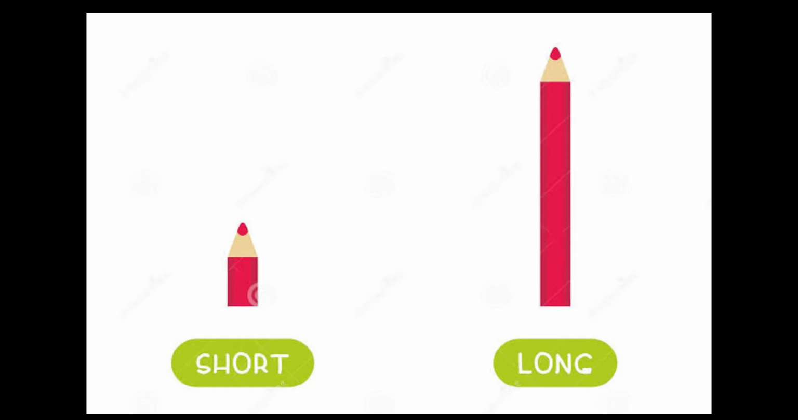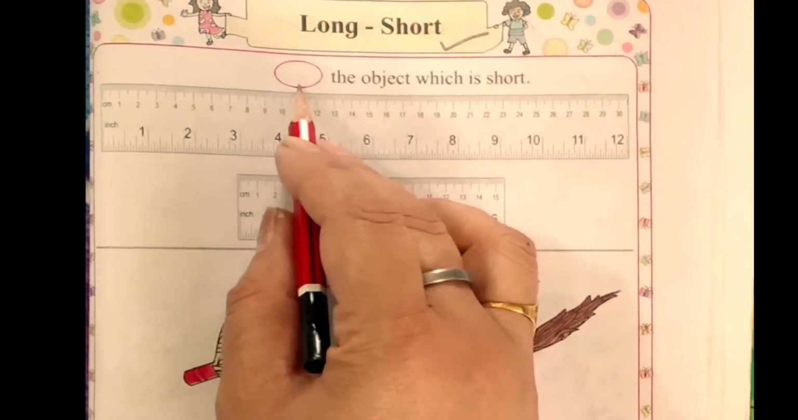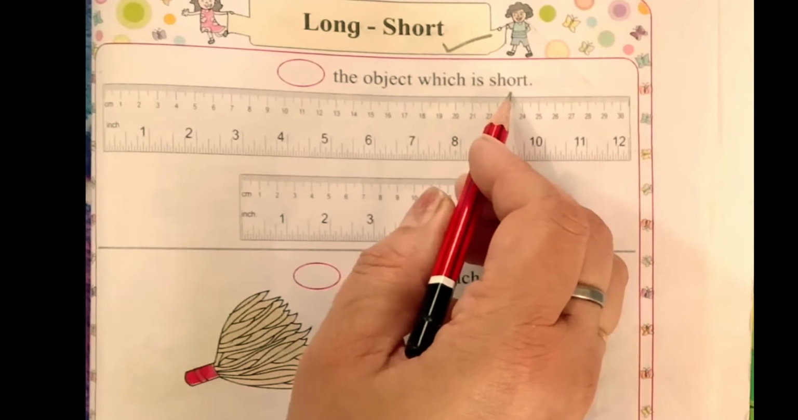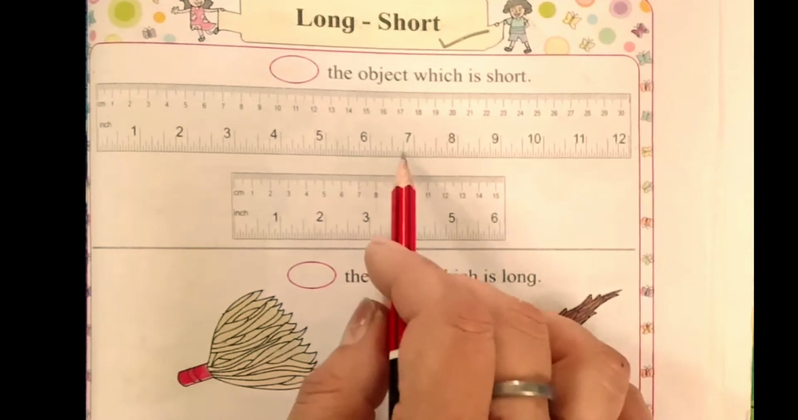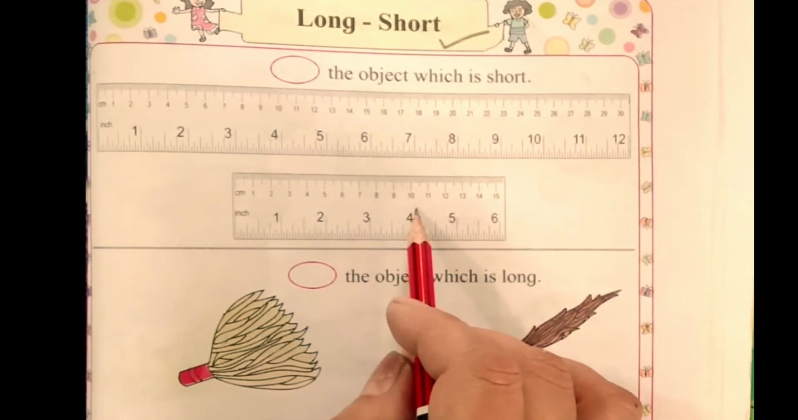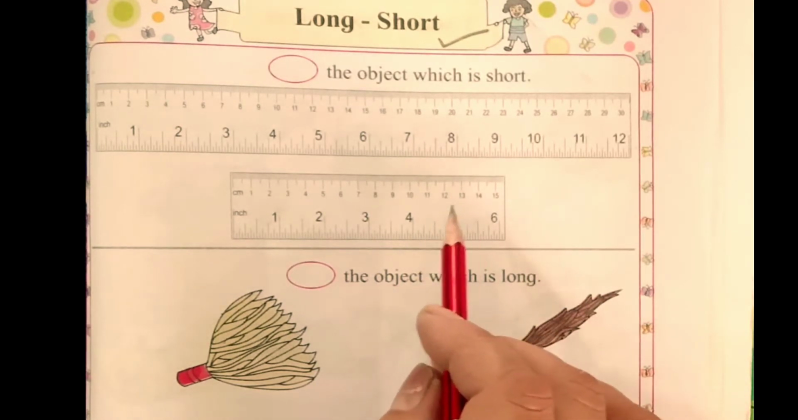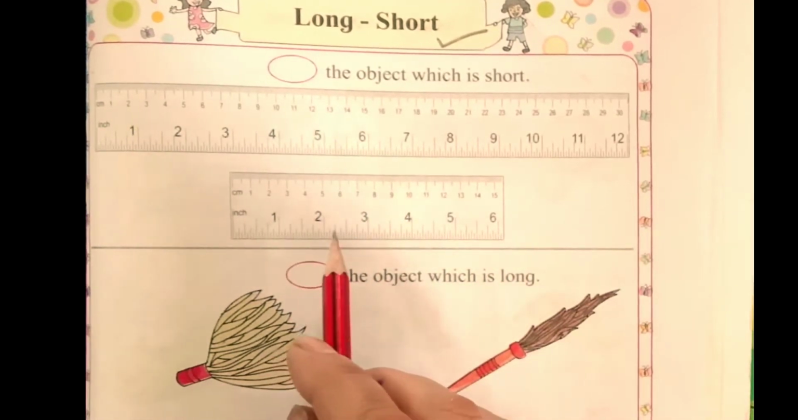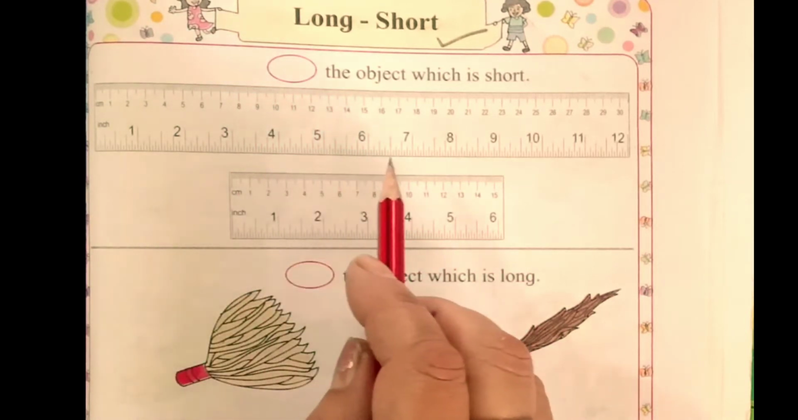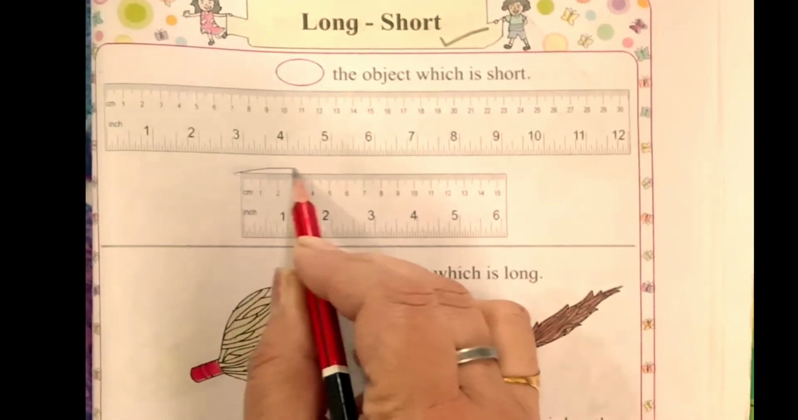Now take out your textbook, page number 65. Long, short. Circle the object which is short. So, here are two rulers. We compare them with their length. Can you tell me which object is short? Correct. The second one is short because the length of first ruler is more than the second one. Okay. So we circle the second ruler.